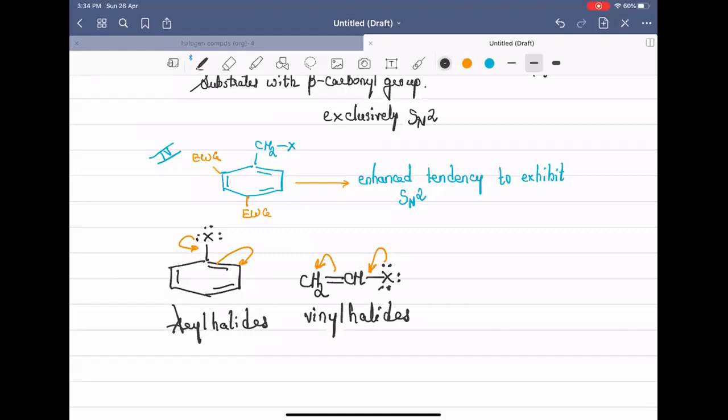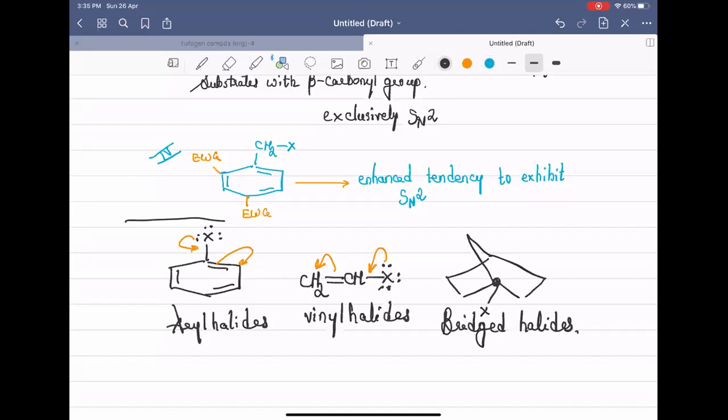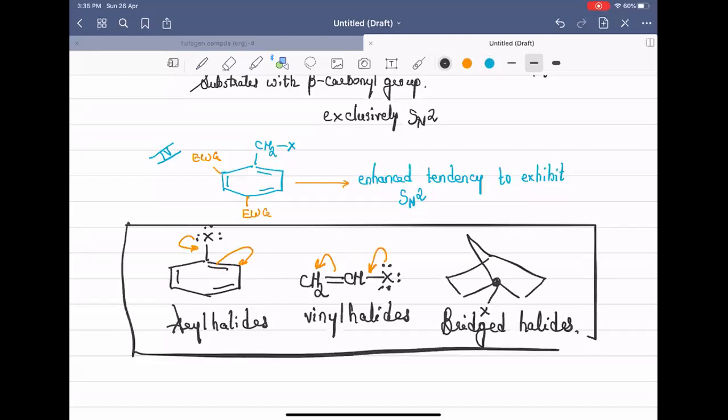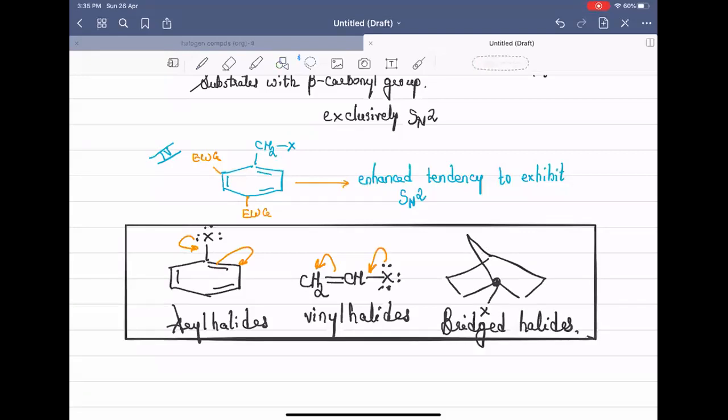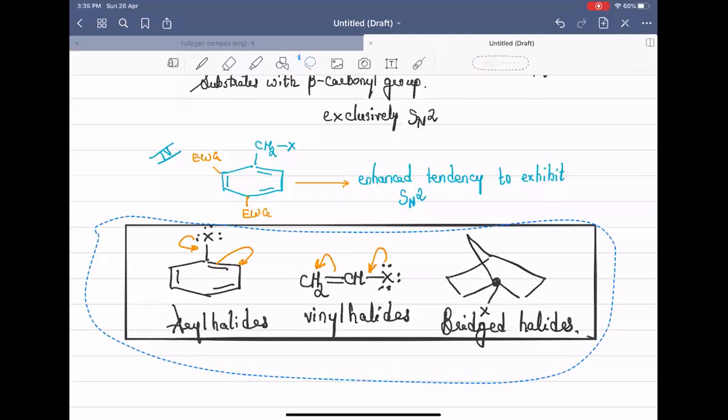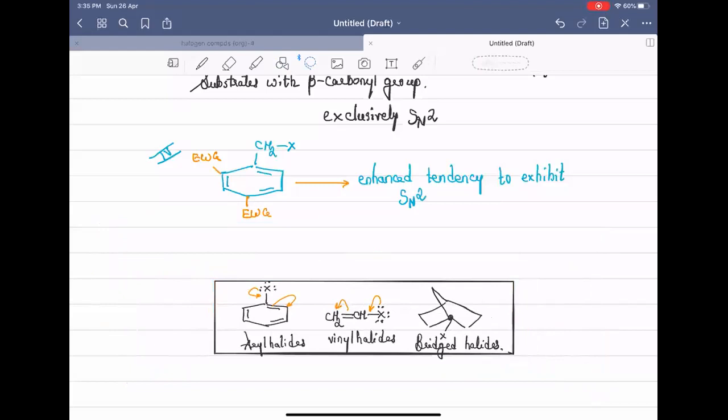So aryl halides, vinyl halides, and even the bridged structures, where a pentavalent state at a bridge carbon of a bridged hydrocarbon would be extremely destabilizing. So we call this bridged halides. These are the three components. They cannot undergo substitution reactions. These are the three components which may not easily undergo substitution.